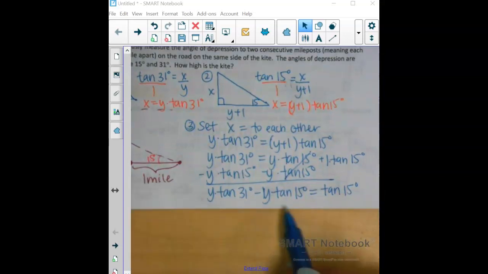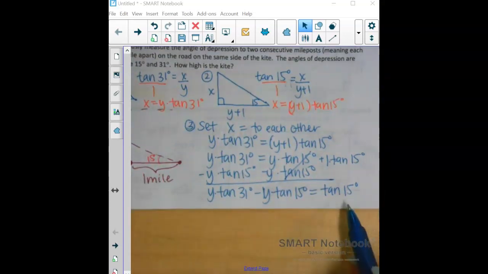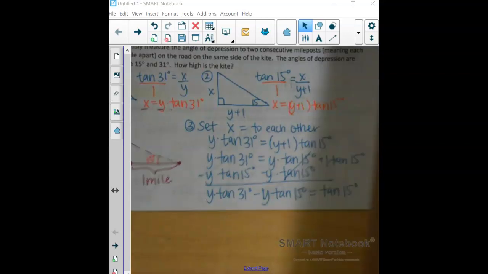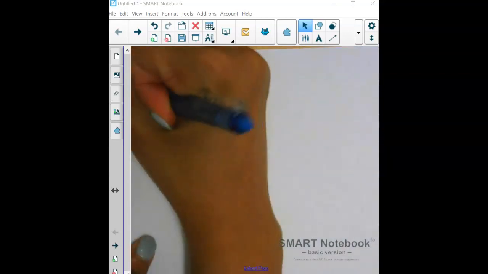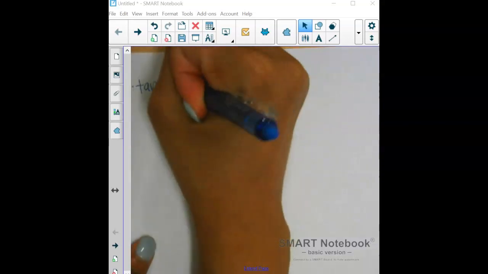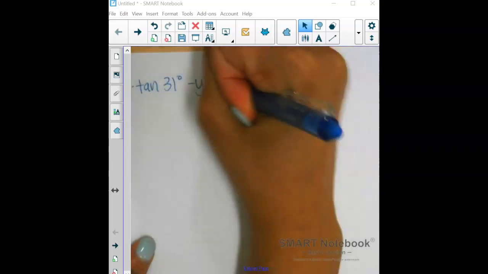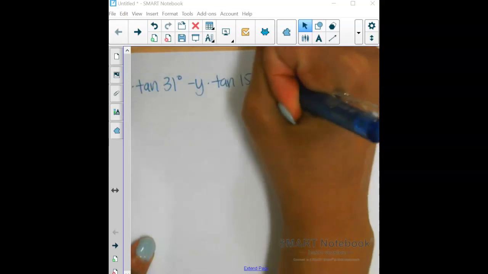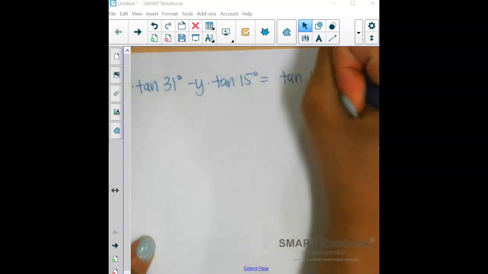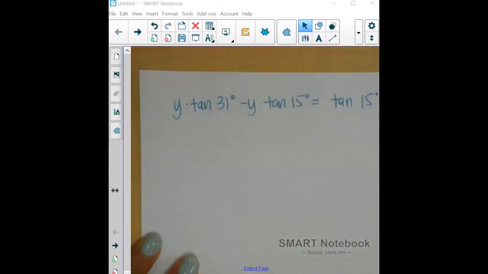Okay, I tried to just not use another page, but I'm going to have to. So let me get a different page so that way you guys can see it. And I'm going to recopy what I had. Y times tangent of 31 degrees minus y times tangent of 15 degrees is going to equal tangent of 15 degrees. Okay, so this is my equation.